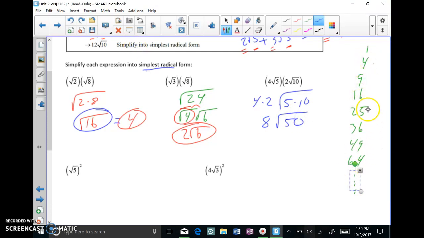50 is not on the list, but it can be divided by 25. So the square root of 25 times the square root of 2. These together multiply to 50. Circle the square. The square root of 25 is 5. The rad 2 stays inside.